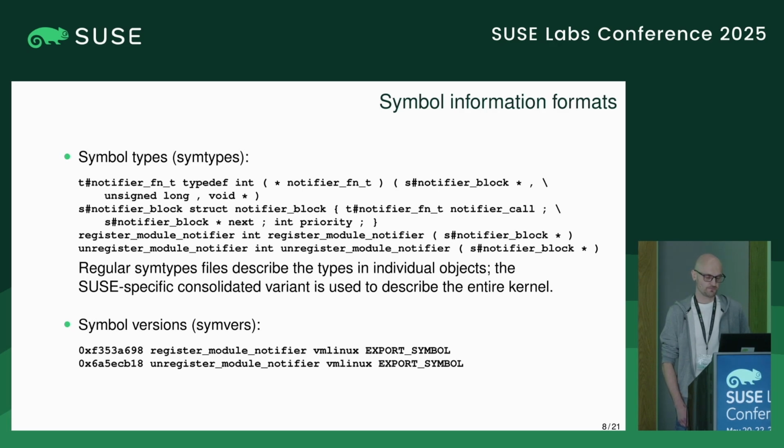The SUSE kernel build uses two variants of this format. The base upstream variant allows describing the types in individual objects, and the SUSE-specific consolidated variant extends it and allows for the description of multiple objects, typically covering the entire kernel. The second, symvers format, records information about all exported symbols and the final CRCs. It also includes information on which module each symbol is defined in, the export type, and optionally also the symbol namespace.